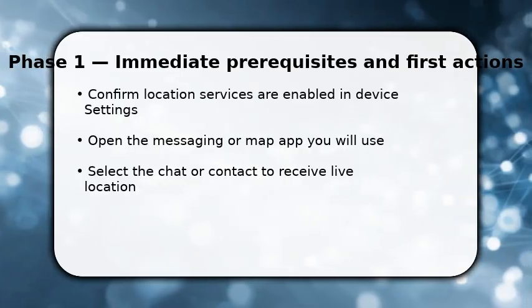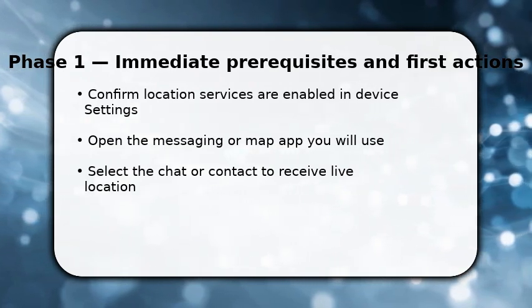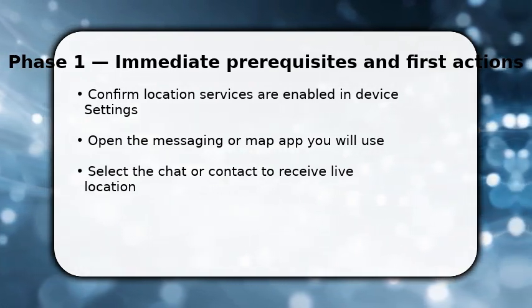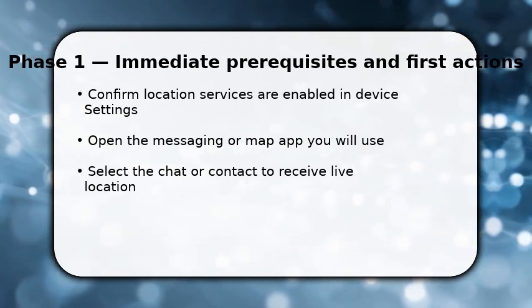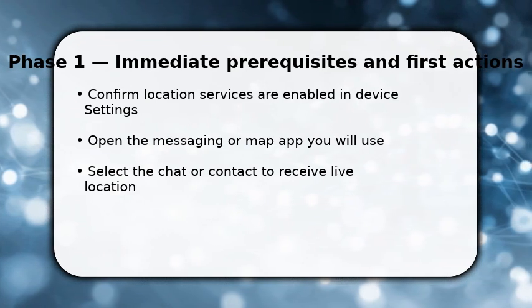You start by confirming location services are on. Make sure the app has permission to access your location. Open the Messaging or Maps app now and go straight to the chat with the person. Tap the Attach, Plus, or Location icon to begin.